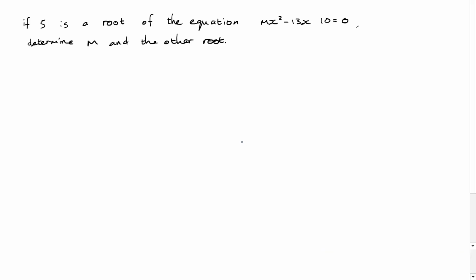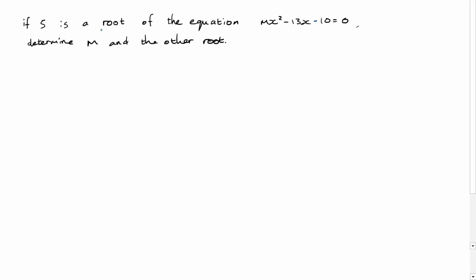In this video, we'll look at another nature of roots question, but asked in a slightly strange and slightly different way, which I find always useful and juicy. And so they say if 5 is a root of the equation mx squared minus 13x minus 10 equals 0, determine m and the other root.